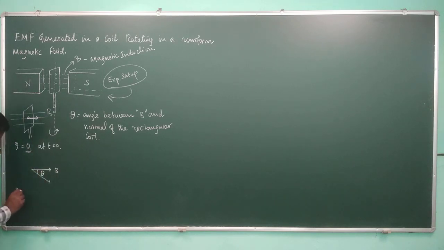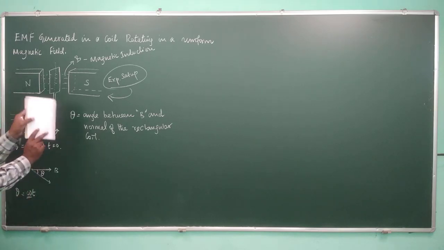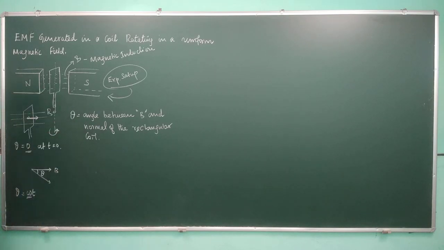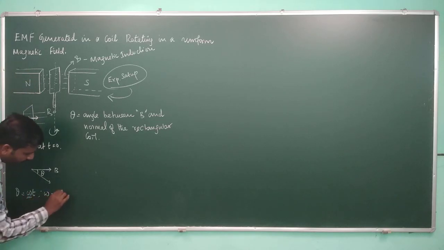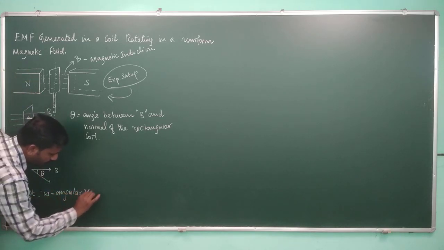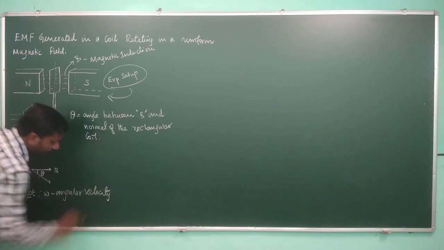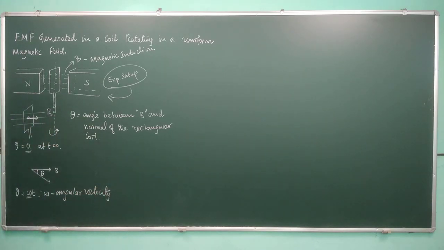Okay, now you can write theta becomes omega into t, that is, theta is measured at a time t. And what is omega? See, we are going to rotate it about an axis, it's a circular motion. So for that circular motion, this rectangular coil is going to rotate about an axis. For that circular motion, omega is angular velocity.